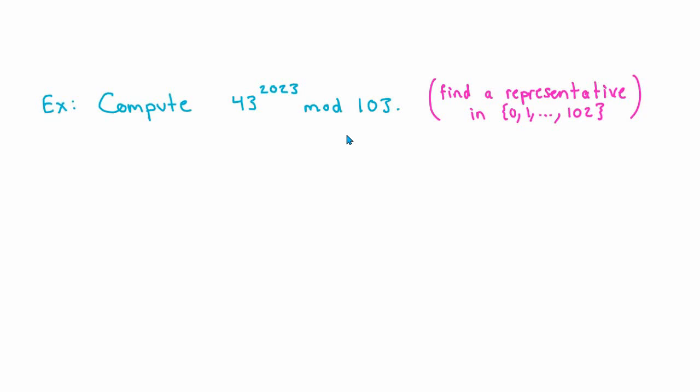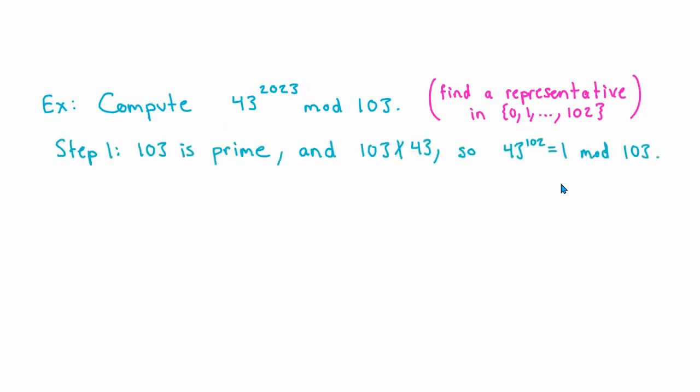To make clear what the rules are here, you are allowed to use a basic calculator, but my calculator definitely won't be able to compute a number as large as 43 to the 2023. So we're going to have to use the fact that we're working modulo 103, and we're going to need to use some tricks to keep the calculations involved small.